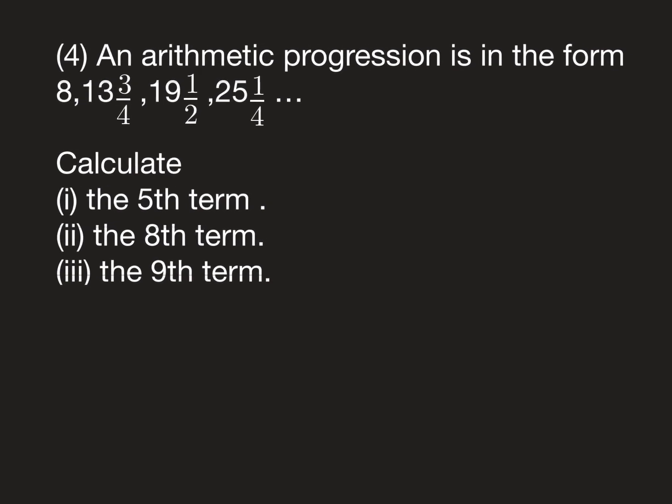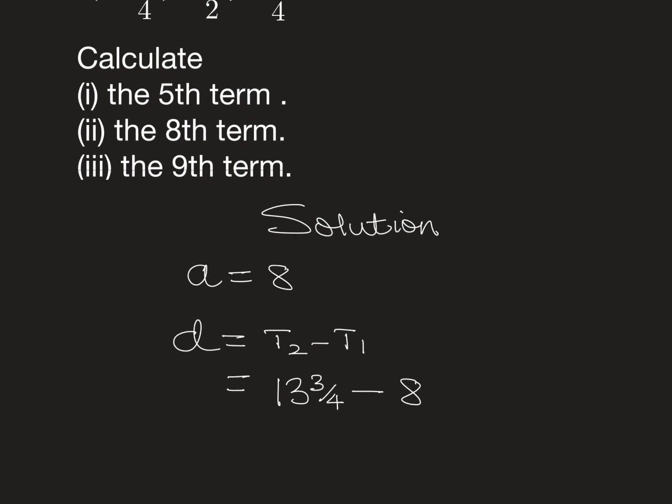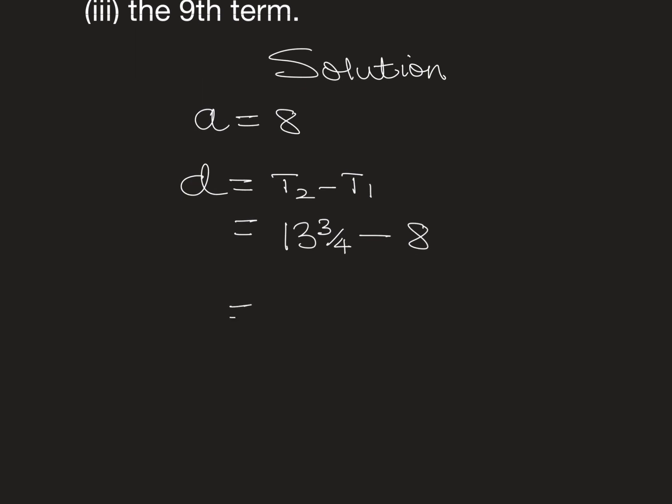Solution. So we know the first term a is 8. So how do we find the common difference? The difference will be t2 minus t1. So that is 13 whole number 3 over 4 minus the first term, which is 8. So how do we do that?